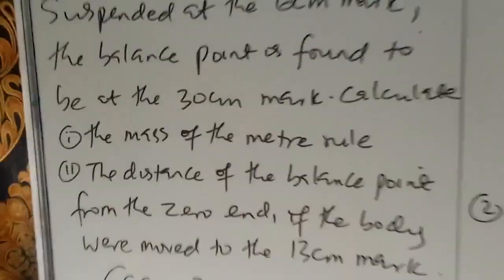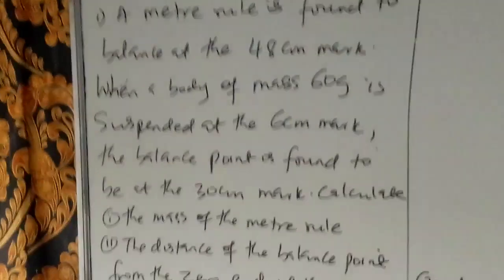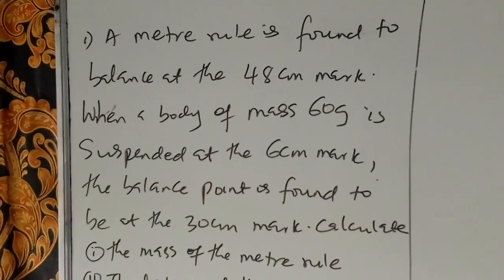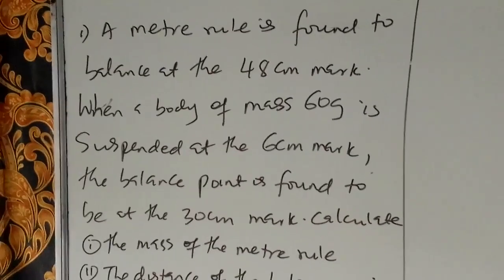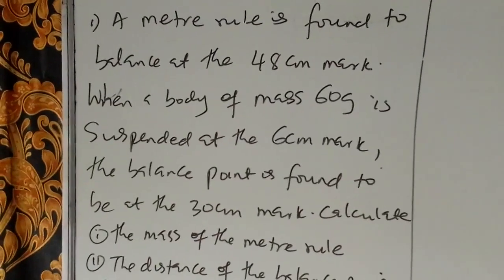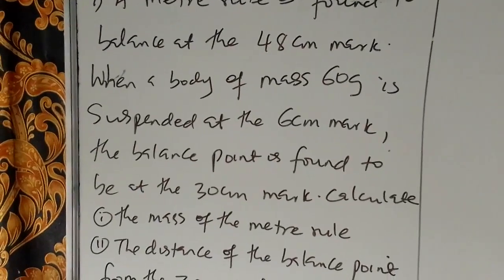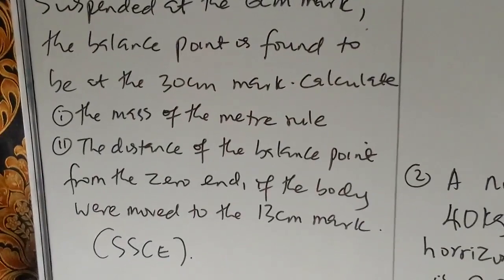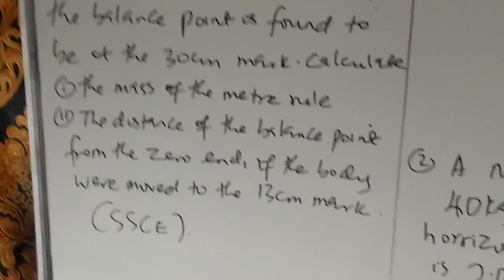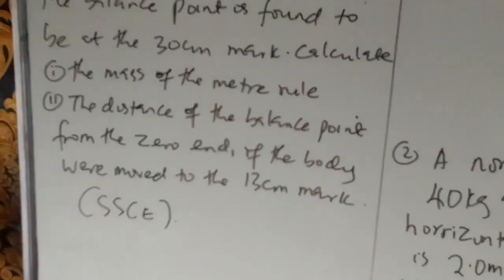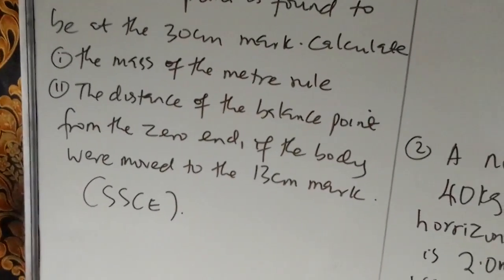Let's go back to the question again. It says a meter rule is found to balance at the 48 cm mark when a body of mass 60 gram is suspended at the 6 cm mark. The balance point is found to be at the 30 cm mark. Calculate I, the mass of the meter rule. II, the distance of the balance point from the zero end if the body is moved to the 13 cm mark. So this is a WAEC examination question. So let's look at this problem now.